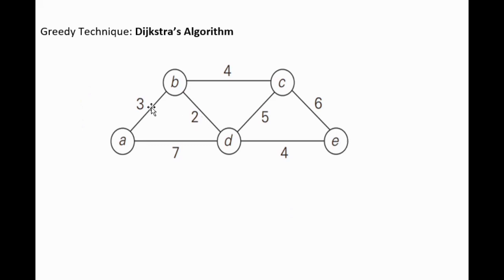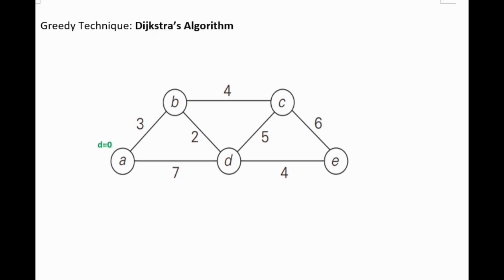As you can see, we have here weights of every edge. So we have 3, 7, 2, 4, 5, 4, and 6. All are positive because Dijkstra's algorithm does not work on graphs with negative weights or edges.